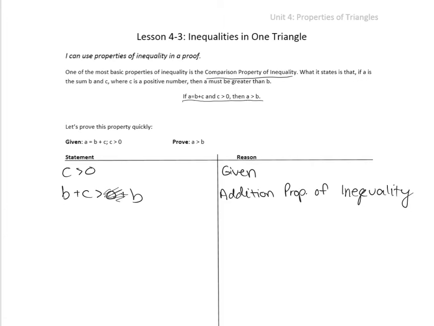Good place to start. Well, my other given is that A equals B plus C, right? That's my other given. So I can use substitution. Right here, I've got B plus C and B plus C. Well, I can now say that A itself is greater than B by substitution. And we've proven it. We have proven that A is greater than B. End of proof.